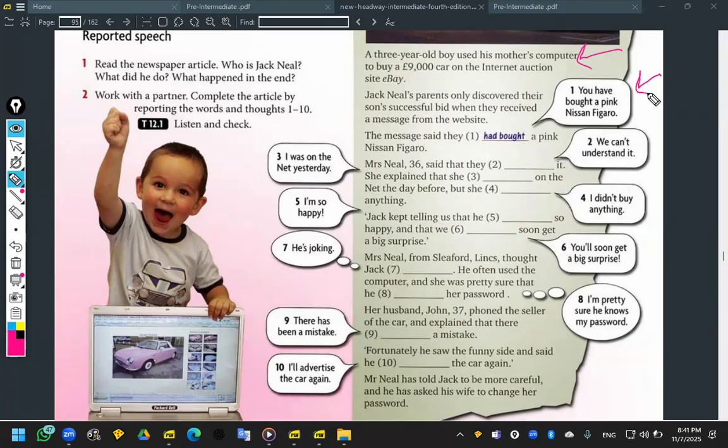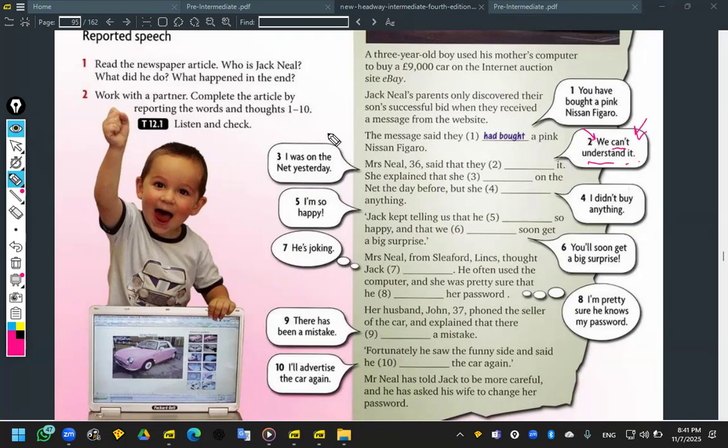So they had both. Here we have both. Be careful about the tense. Okay, let's complete. Mrs. Neal, 36, said that they couldn't understand it. So they couldn't understand it. Be careful about the tense. Be careful about the pronoun. Okay, she explained that she had been on the net the day before, but... So she had been.